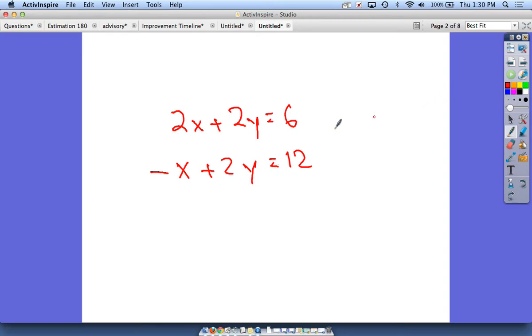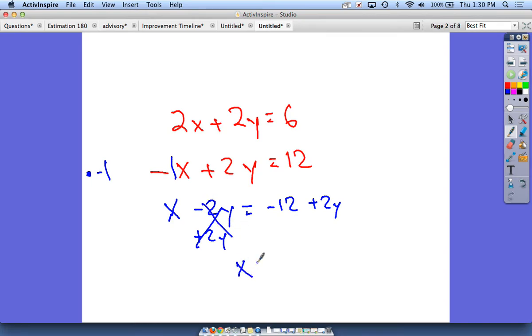I just want this to be x. So what I think I'm going to do is multiply, because this is basically negative 1x, by negative 1 throughout this whole thing. Negative 1 times negative 1 is just going to be positive x. Negative 1 times 2 would be negative 2y. And then negative 1 times this 12 would be negative 12. Then I need to get x by itself, x equals, so I'll put this on this side, so that's going to be plus 2y, which cancels out. Now I just have x equals 2y minus 12. That's the same thing as this right here.